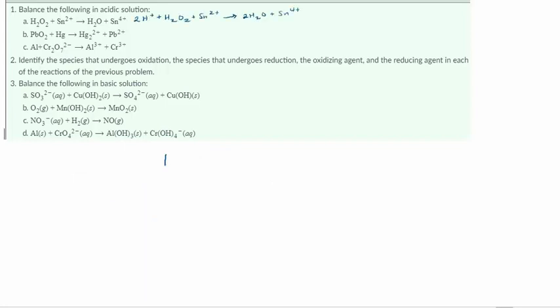For B, we have a lead oxide. So lead is going to go in my first half reaction. If you end up putting lead in your second half reaction, that's okay. Just make sure you keep your lead with your lead and your mercury with your mercury.